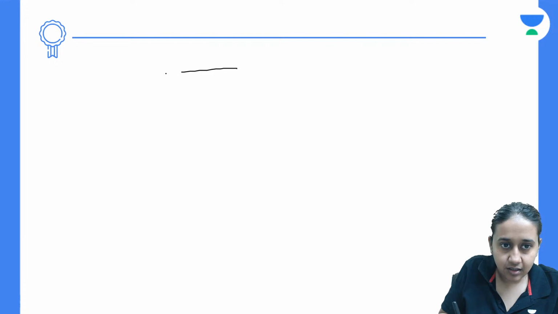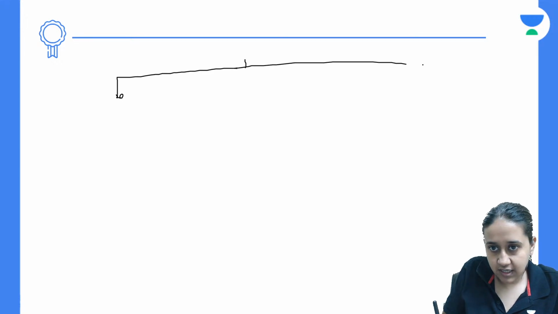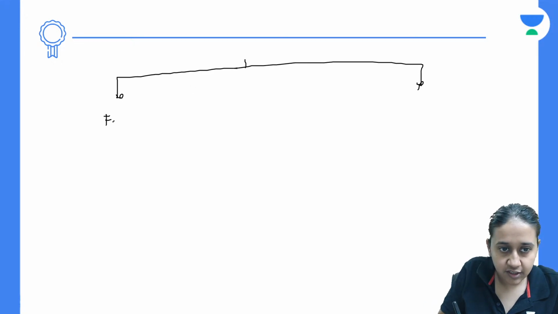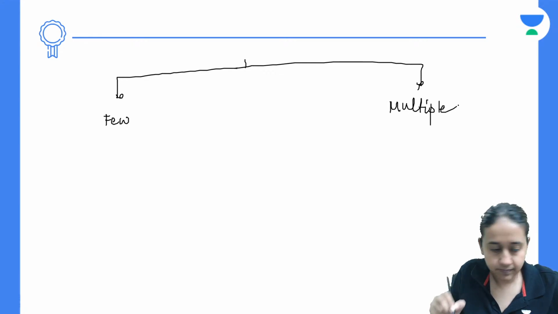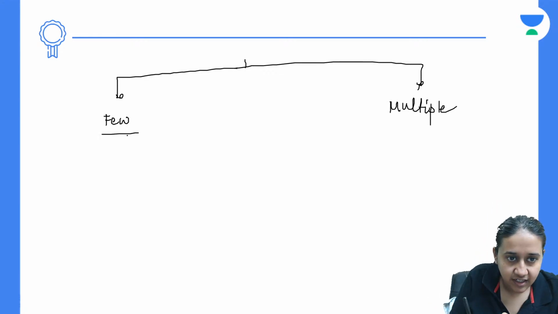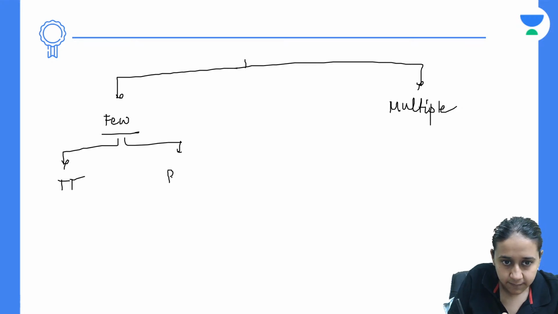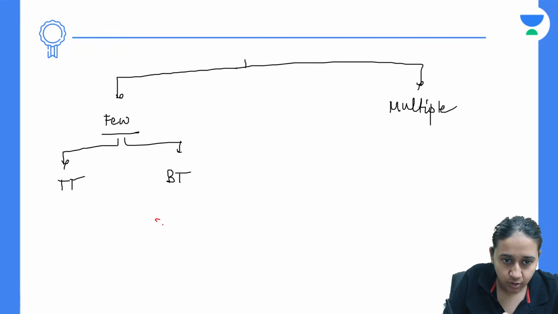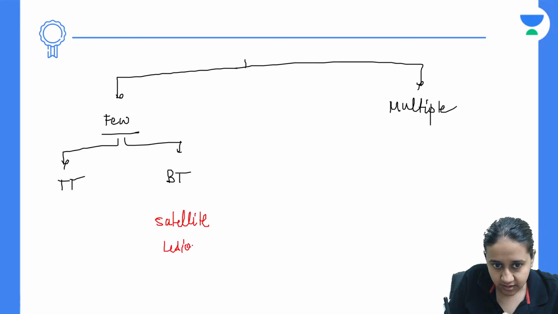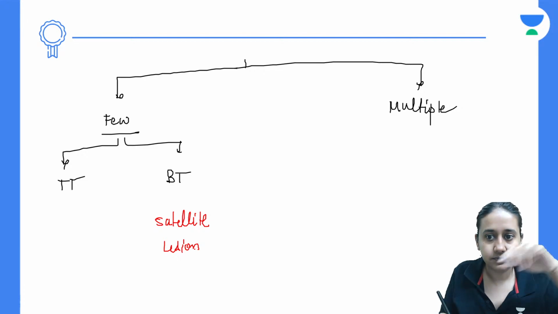Look at the number of lesions which is asked in the question, whether it is few or multiple. If the question says that there are few lesions, the possibility is more of TT and BT. And if they want you to tell BT as the answer, they will always mention the history of satellite lesions, which are the small sized lesions surrounding the main plaque.